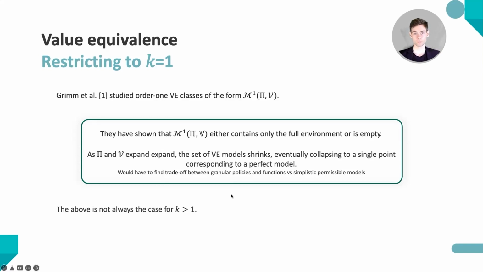What should be noted, and what is a motivation for proper value equivalence, is that the above limit does not necessarily exist when k is bigger than 1. So if you give some slack in terms of what time step the Bellman operators need to coincide between the simplified model and the actual model, then you don't necessarily have the criterion that you converge to the single model in the limit.